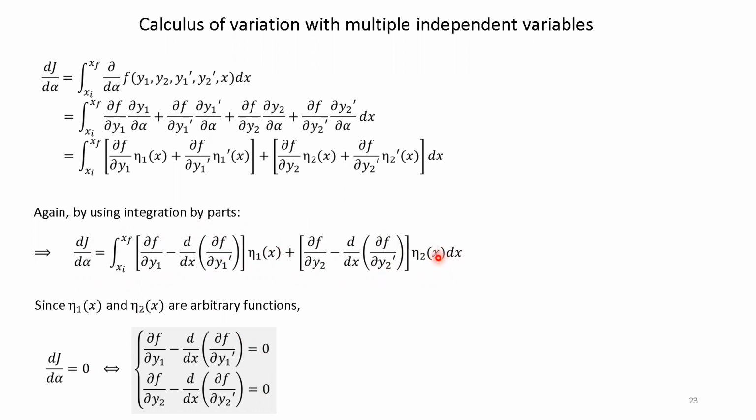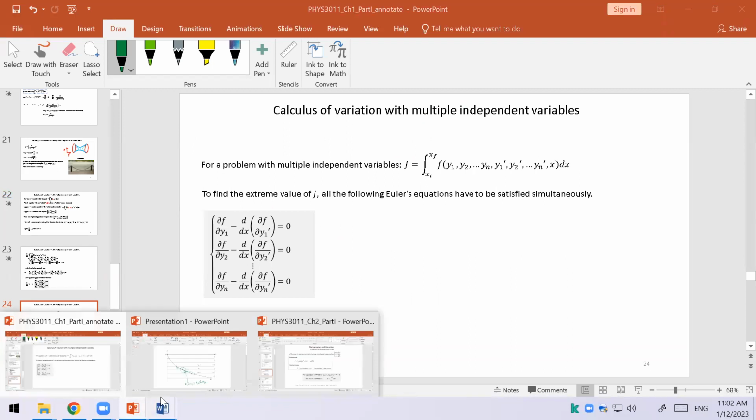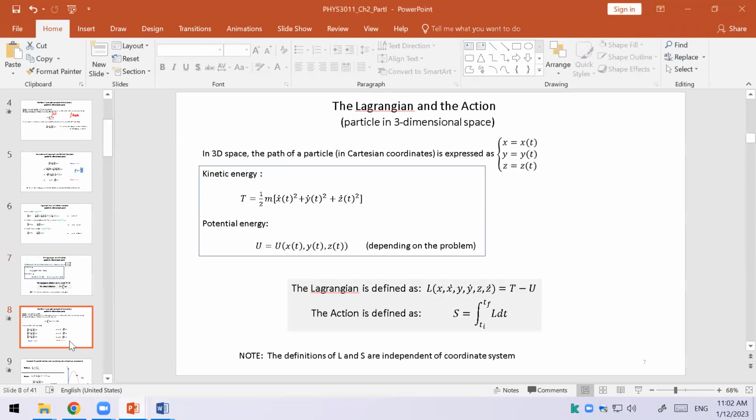So the nice thing is that we have more independent variables, but then we just need to write down more Euler's equations. Each of the Euler's equations looks the same. Even if you have n variables, you just need to write down n Euler's equations, of the exact same form as what we have for the one variable.